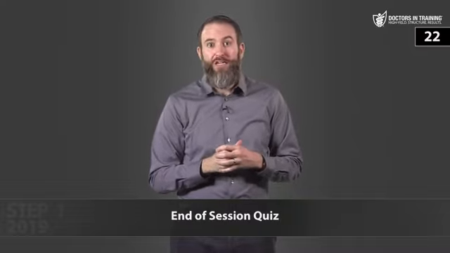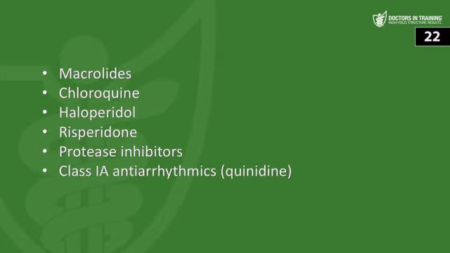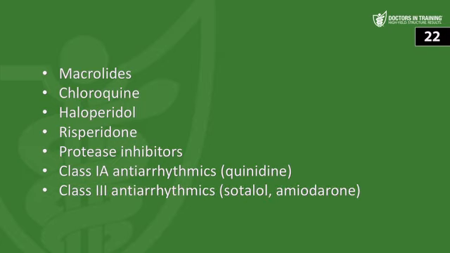Next, what drugs are known to prolong the QT interval, increasing the likelihood of torsades in those that are at risk? So remember the macrolides, remember chloroquine, remember haloperidol, risperidone, remember those protease inhibitors, HIV drugs, remember the class 1A antiarrhythmics like quinidine, also the class 3 antiarrhythmics, think of sotalol and amiodarone.